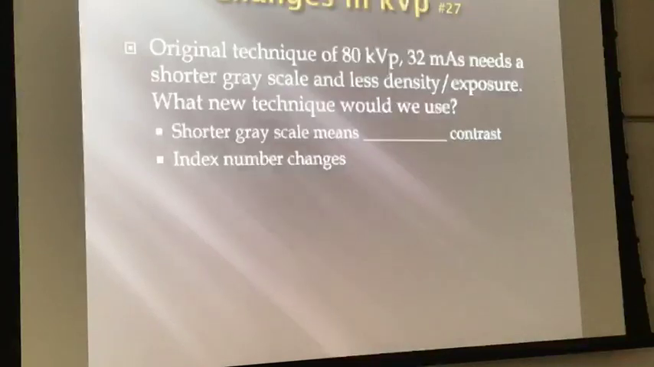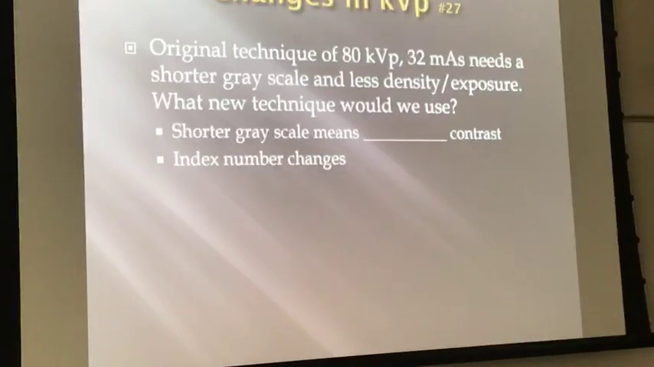Okay, so the original technique is 80 kVp, 32 mAs, and you need a shorter grayscale. What does shorter grayscale mean? Higher contrast. How do we get to higher contrast? Lower kVp, right. So when you're reading these test questions, take them one thing at a time. The original technique, 80 kVp at 32 mAs. You need shorter grayscale. Stop right there. Get it figured out before you go on. Shorter grayscale means you're going to decrease your kVp and less density.